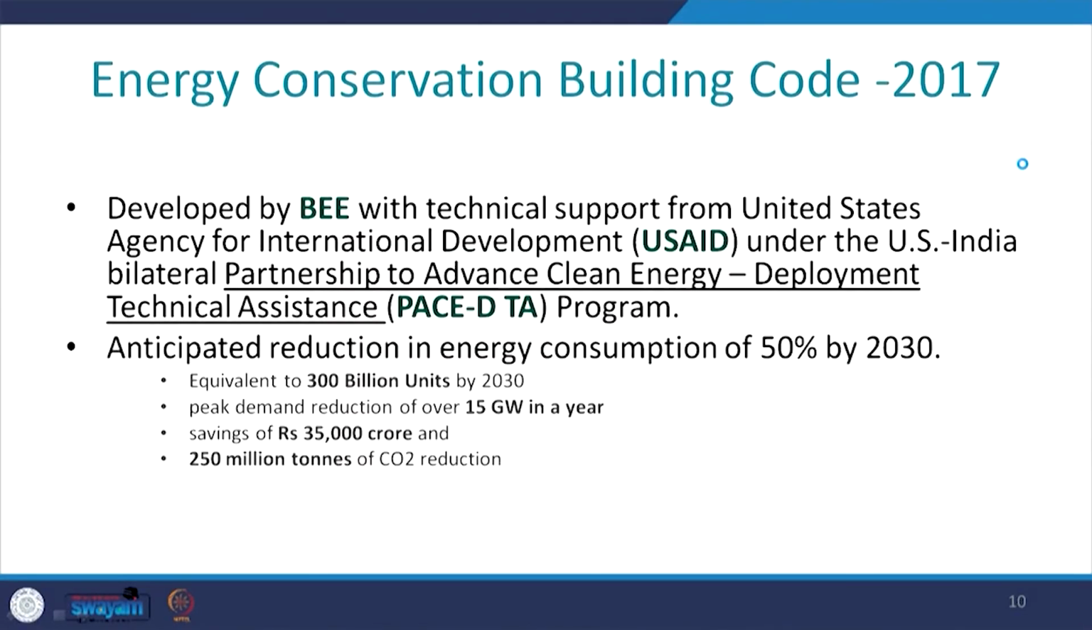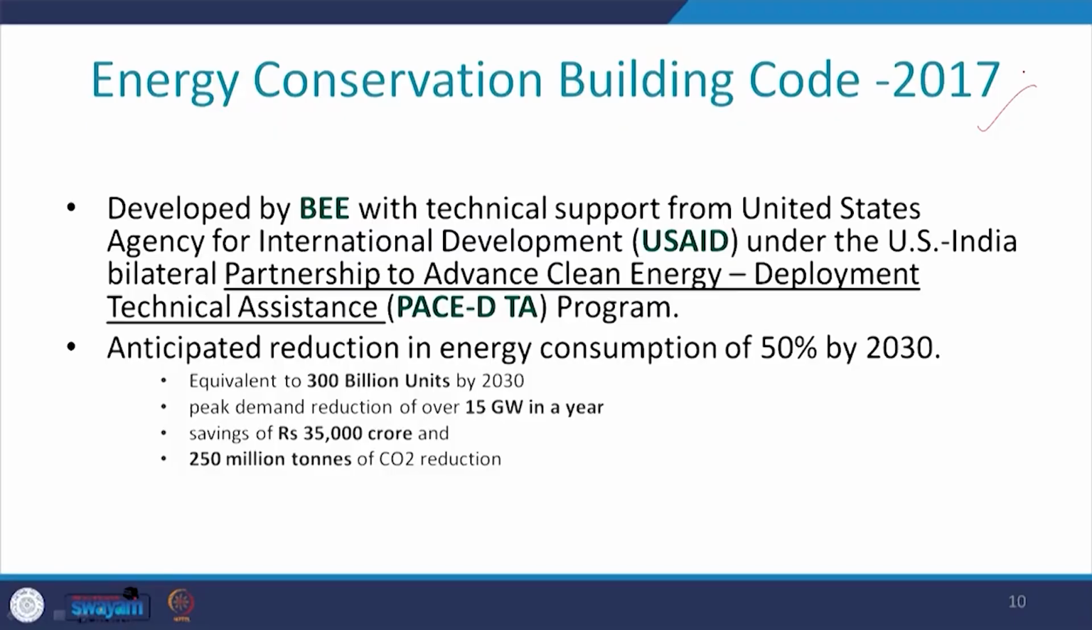The next code which is very relevant for sustainable building design in India is the Energy Conservation Building Code, and we are here referring to Energy Conservation Building Code 2017. ECBC was first developed and published in 2007 with the help of USAID, the United States Agency for International Development, and later in 2017 it was further revised with the help of USAID only, under the bilateral partnership program called PACE-D TA.